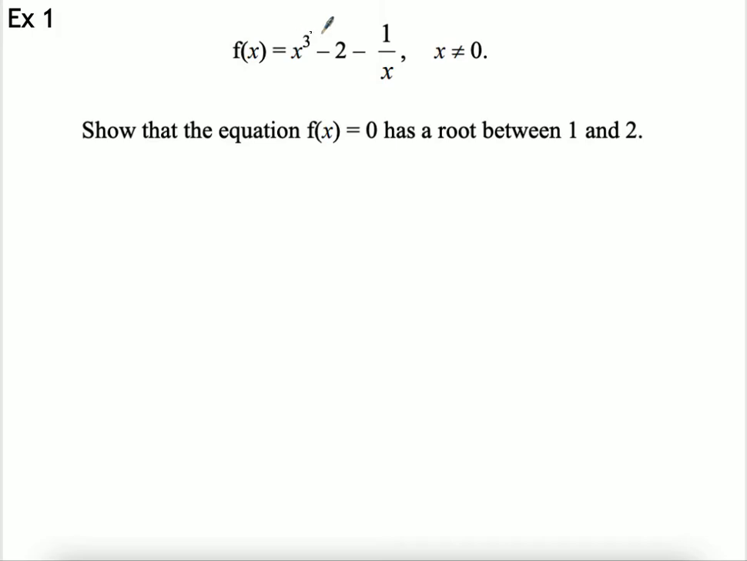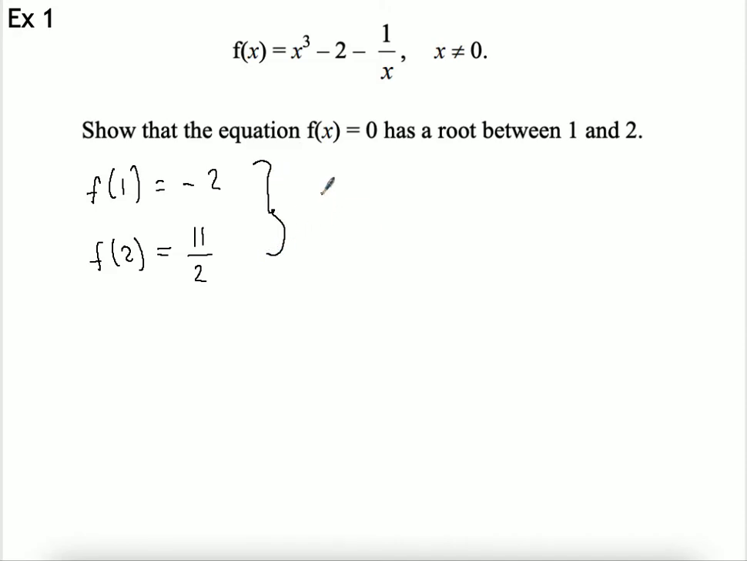So here we have a function, and we are being asked to show that a root to this function is between 1 and 2. So how we do that is we actually just work out f of 1, so substituting the input as 1, and we get 1 cubed, subtract 2, subtract 1, that's negative 2. And we're also going to substitute in f of 2, and when we substitute in 2, we get 2 cubed, subtract 2, subtract a half. Well, that's 5.5, or as I like to call it, 11 over 2.